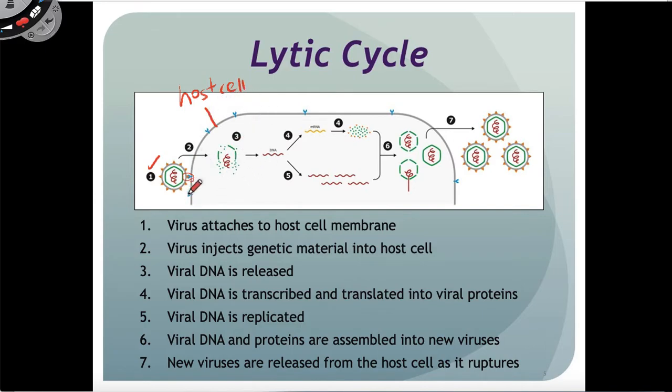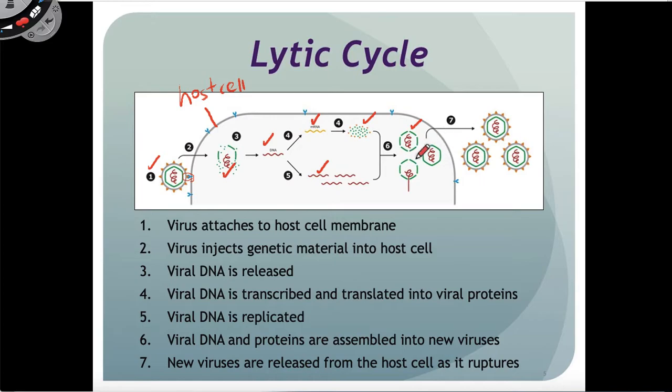And the virus injects its genetic material into the host cell. It releases its DNA or its RNA, and then this DNA can be copied, and this is what we call DNA replication, or this DNA can be made into RNA. That's what we call transcription. And then this RNA can be made into proteins. That's what we call translation. And then these proteins are used to make more copies of the virus.